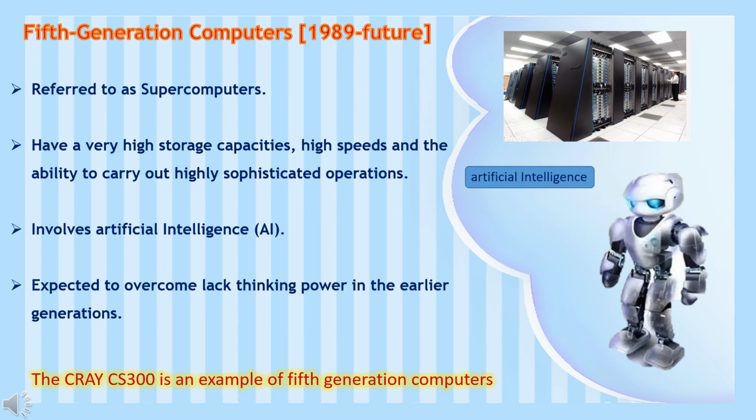Dear children, the fifth generation computers are currently under development. They are called supercomputers. Why are they called supercomputers? Because they have high storage capacity, speed and efficiency. Scientists are now trying to develop supercomputers in a way that they can think on their own. This is called artificial intelligence. Robots work on this technology. The Cray CS300 is an example of fifth generation computers.